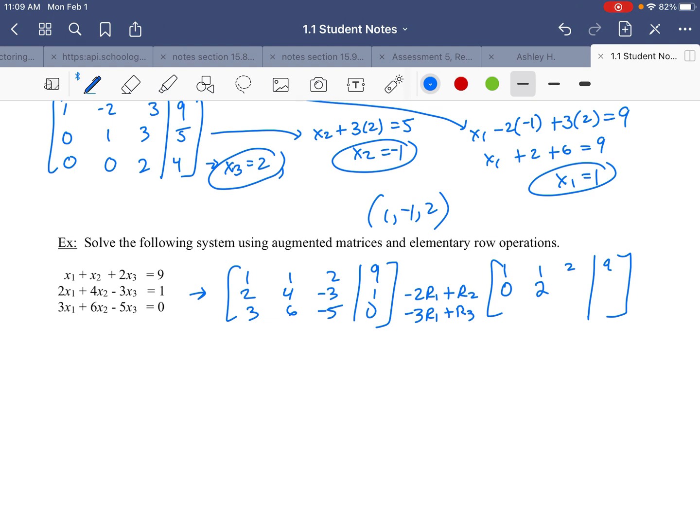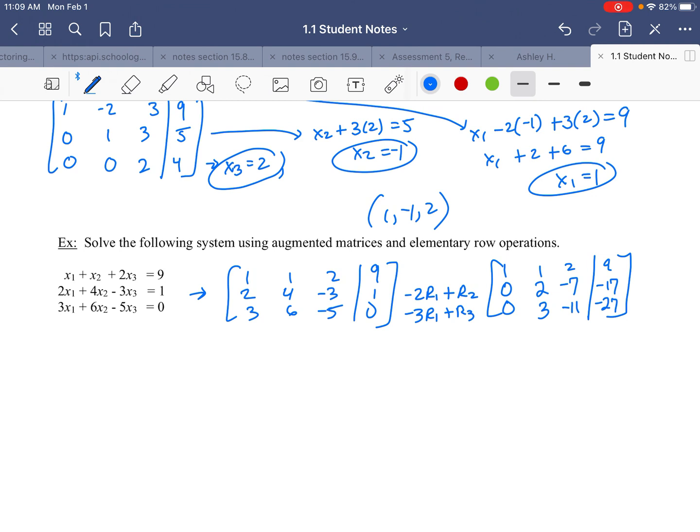This gets me a 2 here. Then I get -2 times 2 for the third column, so it's 4. Sorry, that's -4 plus -3, so -7. Then I get -18 plus 1, so I get -17. All right, this one goes away. Negative 3 plus 6 is positive 3. Let's see. Negative 6 plus negative 5 is negative 11. And then I get negative 27.